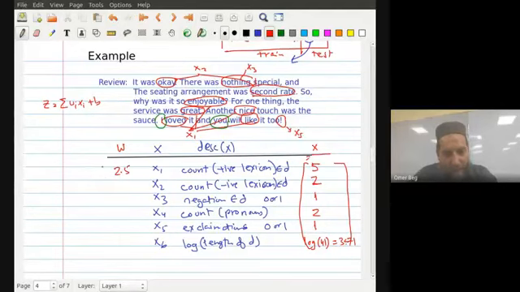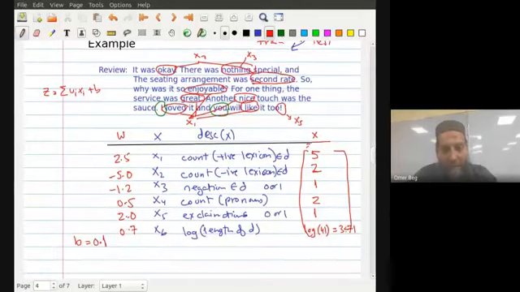So for W1, this is 2.5. For W2, let's say minus 5.0. For W3, it's minus 1.2. For W4, it's, let's say, 0.5. For W5, it's 2.0, and W6, let's say 0.7. And I need a B. We're not assuming, actually. We are going to be training this, and I'm going to be talking about how we are going to train it a bit later. B is, let's say, 0.1 here.